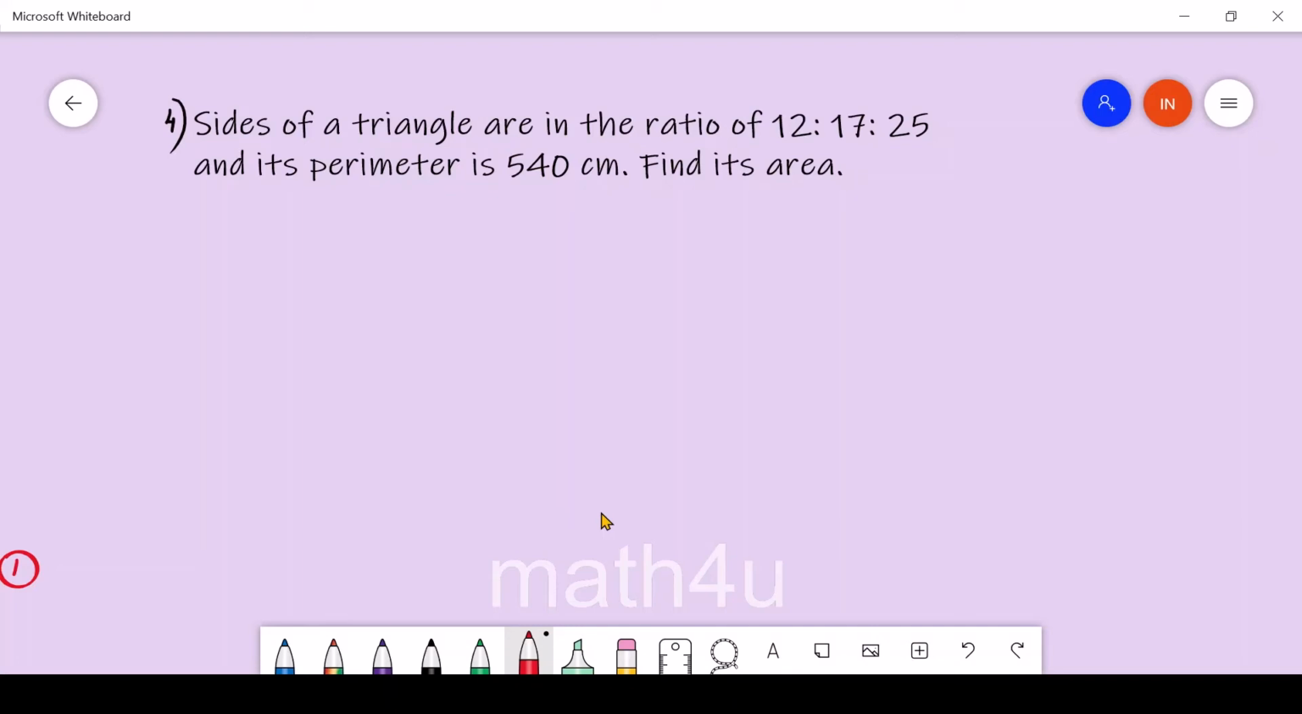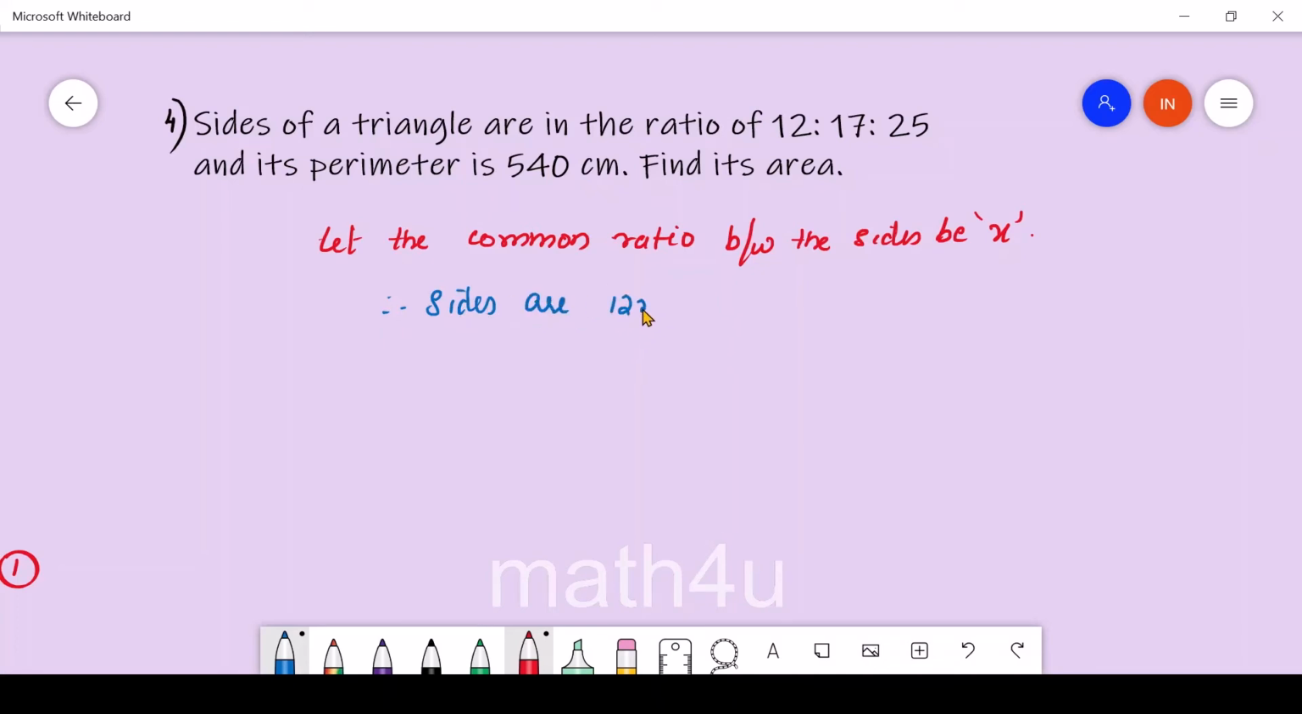So the sides are given here in ratio form, right? So first, as I always tell you, when it comes like this, you have to take the common ratio. So let the common ratio between the sides be x. Okay. So how can we do? Now, therefore, the sides are 12x, 17x and 25x.